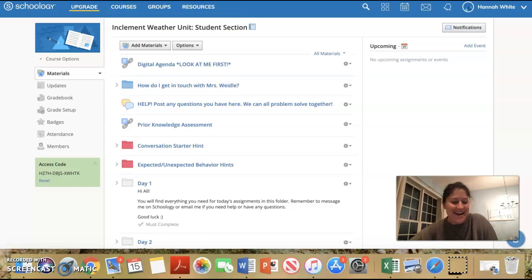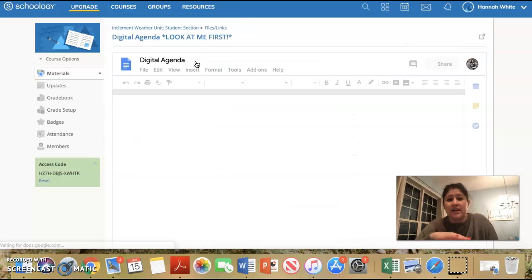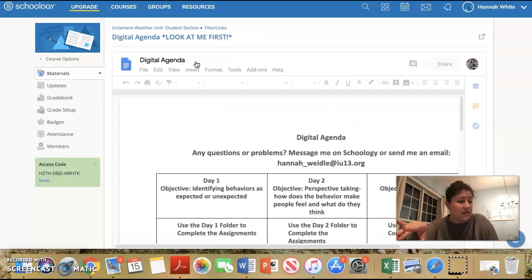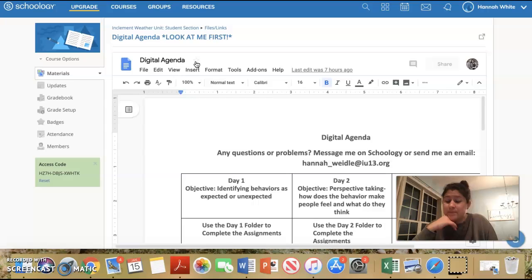All that said, I'm going to start talking about the QM rubric. The first thing on the rubric that really stuck out to me was the course overview, intro, and the instructions. Looking at my Schoology page, you can see right here, digital agenda, look at me first. That sets the stage for everything that the students are going to be doing.